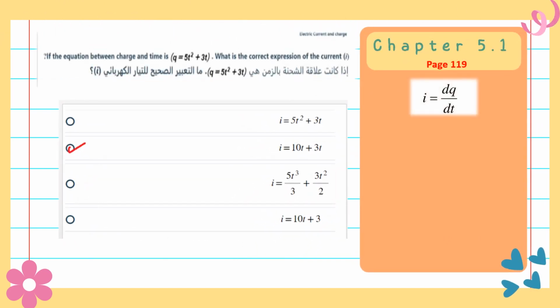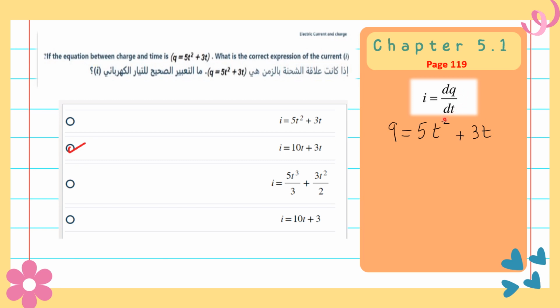Excellent work. We are approaching the end of the video, and here we are with question 20. If the equation between charge and time is given by Q equal 5t squared plus 3t, what's the correct expression of the current I? From chapter 5.1, we have that relationship where I, the current, is equal to dq over dt.